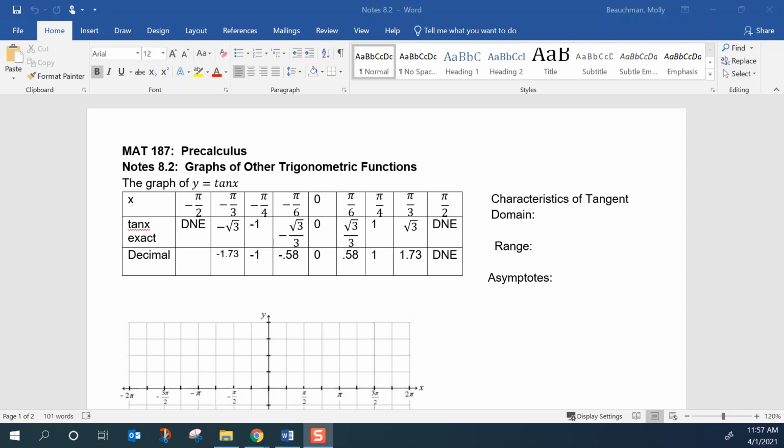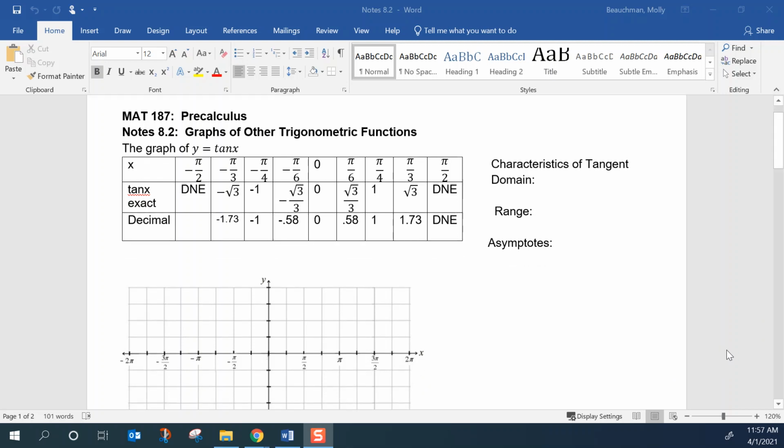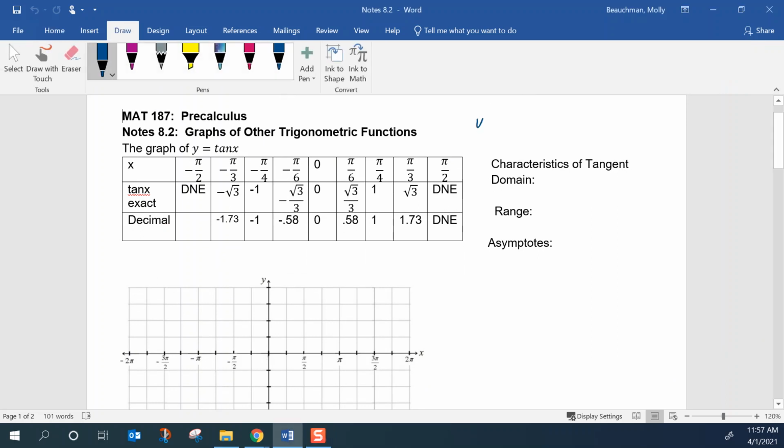In this video, we'll take a look at section 8.2, the graphs of the other trigonometric functions. We've already taken a look at sine and cosine in the previous section, so now we're going to take a look at tangent and then all of the reciprocal functions. So the graph of tangent, remember that tangent is equal to the sine divided by the cosine. So the graph of the tangent, wherever the cosine is 0, the tangent is going to have a vertical asymptote.